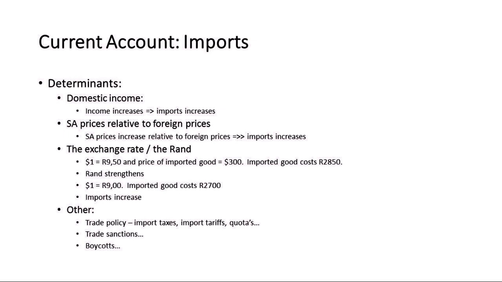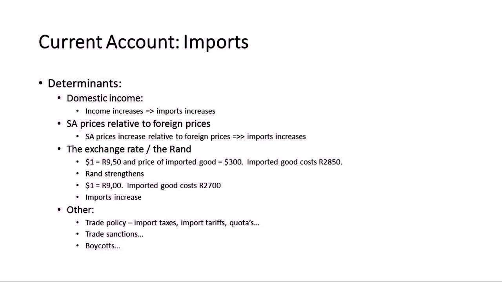Now a brief look at the determinants of imports and exports. So what drives imports? Specifically, domestic income is an important determinant. If income increases, imports will also increase. People spend more on imported products if they have more income. Also, relative prices matter. If prices of locally manufactured goods increase, then people would rather spend more on the imported options. It's cheaper. The exchange rate also influences the level of imports.